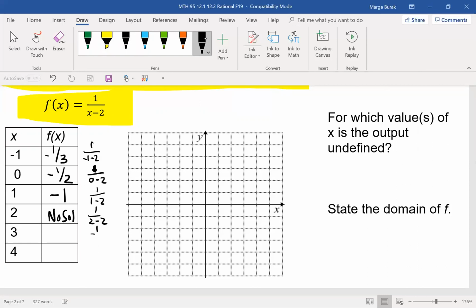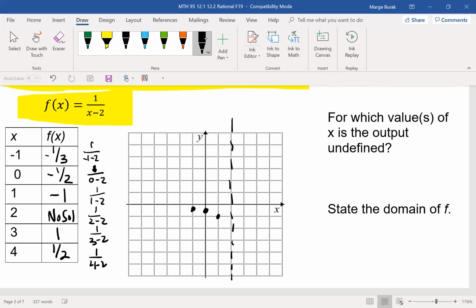3 would be 1 over 3 minus 2, which is 1 whole. And 1 over 4 minus 2 gives me 1/2. Okay, so let's plot a few of these points. -1, -1/3, 0 is -1/2. 1 is -1. 2 is no solution, so actually that's where we're going to have an asymptote.